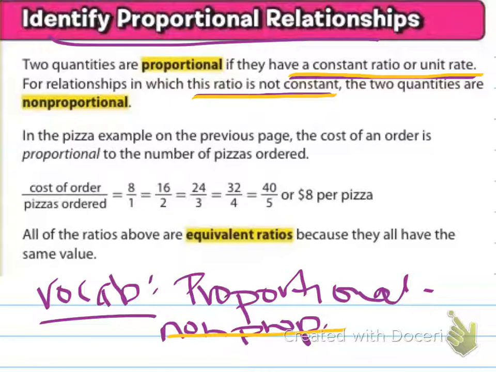In the pizza example on the previous page, the cost of an order is proportional to the number of pizzas ordered, because every single time it's $8 per pizza. So that's proportional. Every single time we're increasing by 1 pizza and increasing by $8. Proportional. And you notice as well that these are also equivalent ratios because they can all be simplified back to the same value. And we've gone over equivalent ratios, so I don't need you to write that vocabulary.